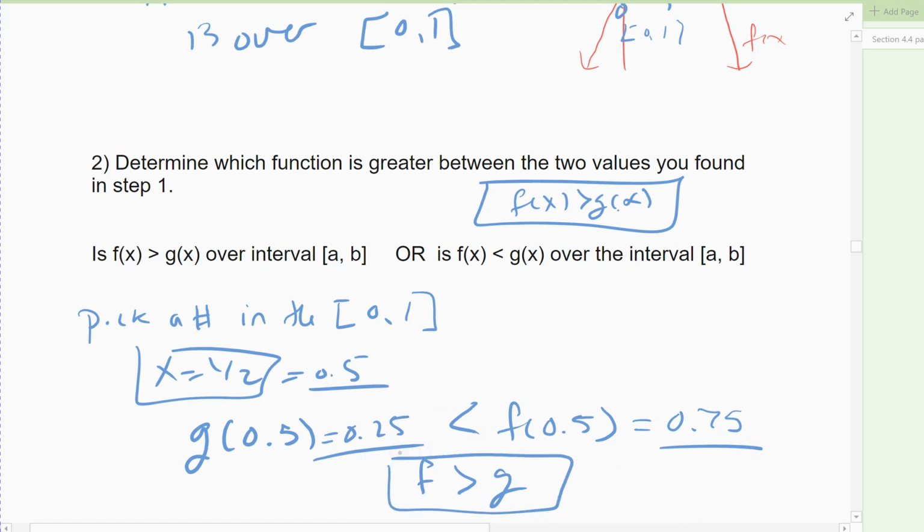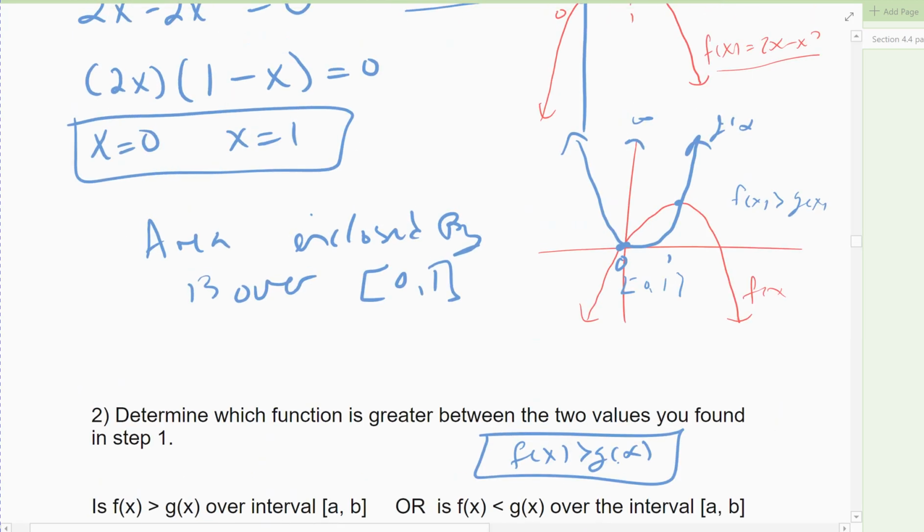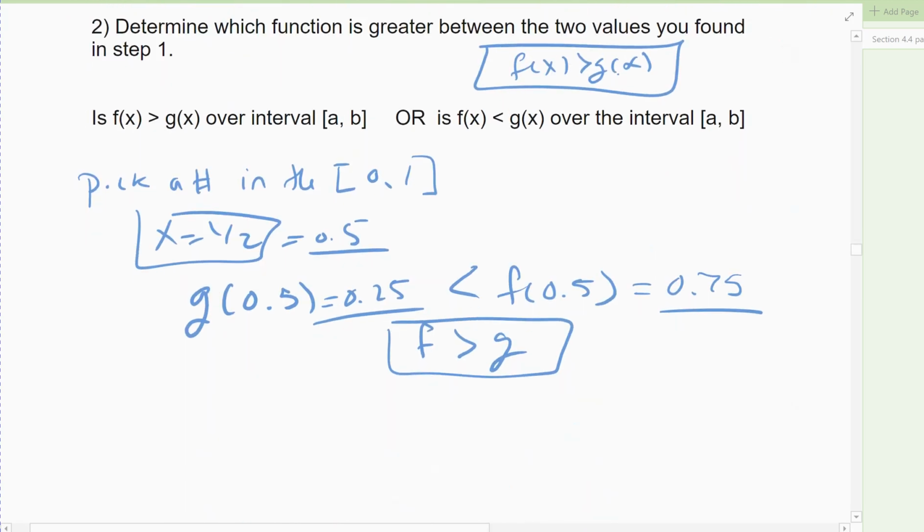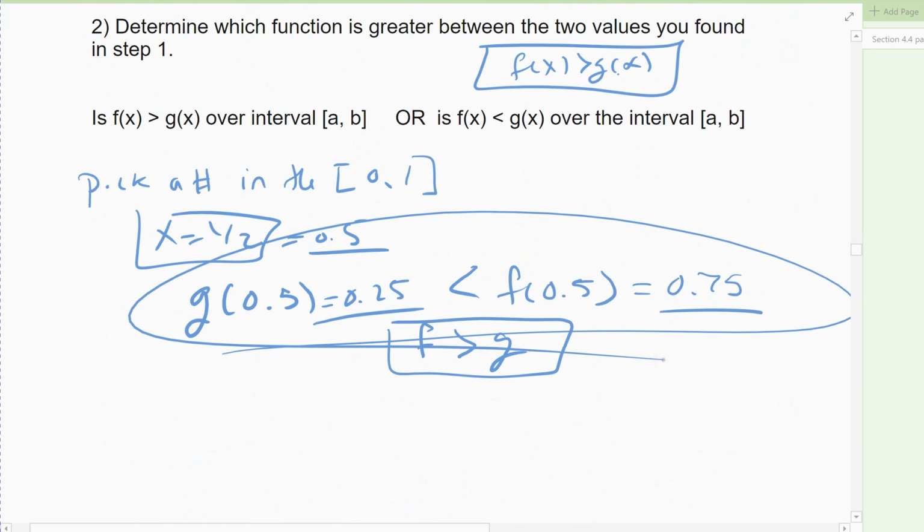So there's two ways to do it. You can either graph it and visually see which is bigger, or you can pick a test point. Again, I don't care which way you do it. If you solve it graphically, just show me the picture. If you solve it by testing points, make sure you show me the points that you tested so I know how you got the answer you got.